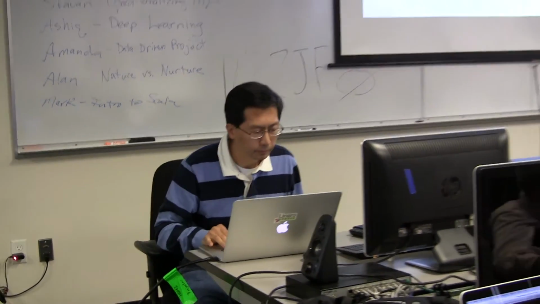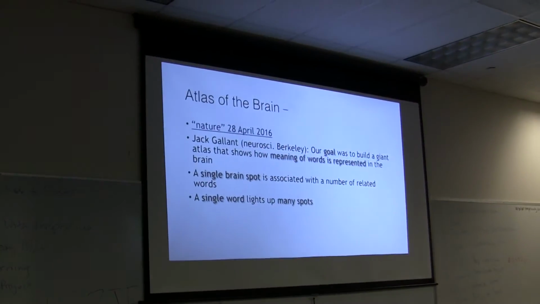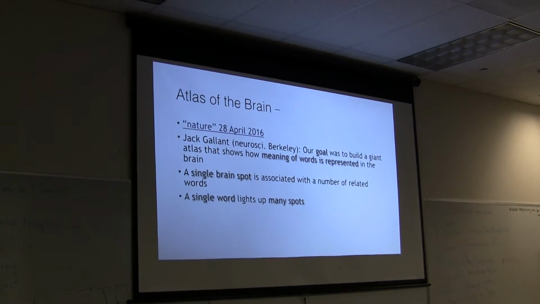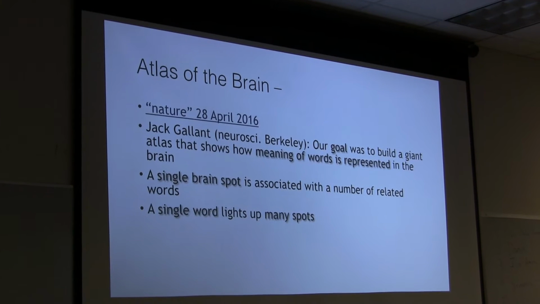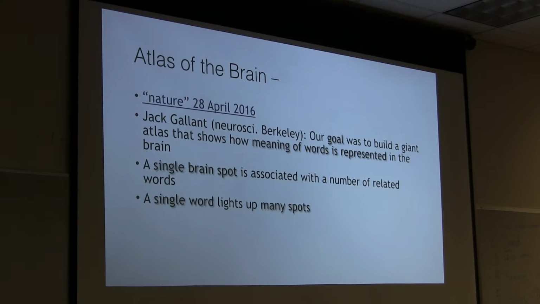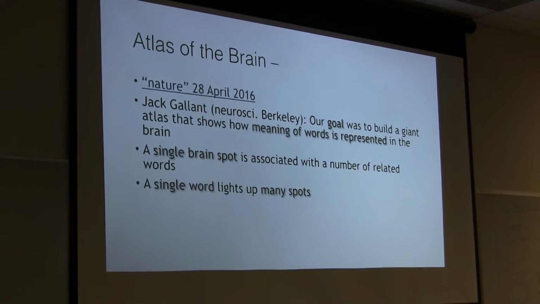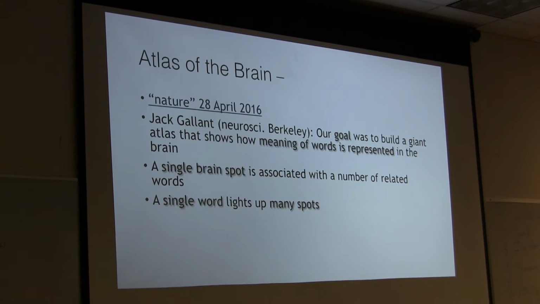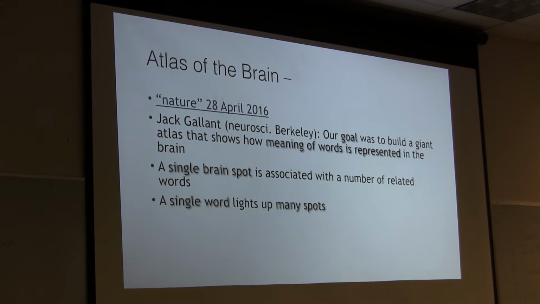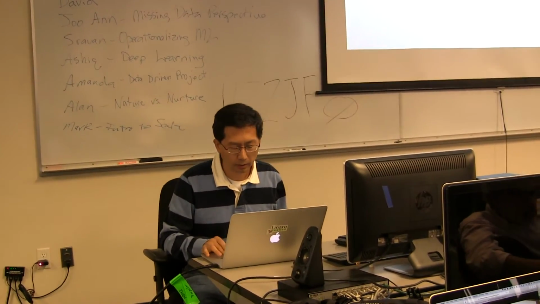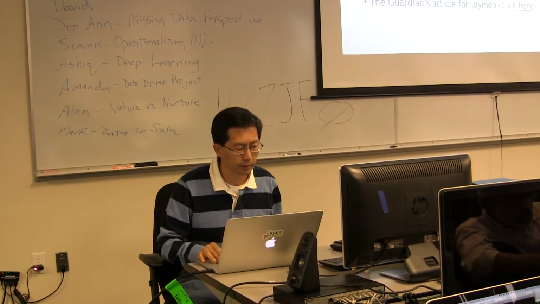Let's look at it. The Nature article was published on this date, as you can see. It shows that a single brain spot is actually associated with a number of related words. Very interesting fact, right? It also shows that a single word lights up many spots. So the way the brain stores words is very, very interesting. It's quite surprising, right?